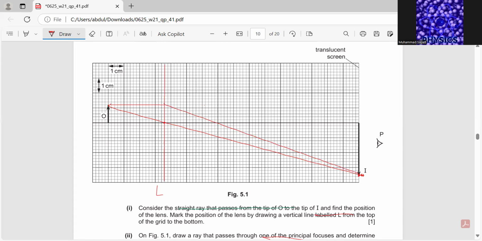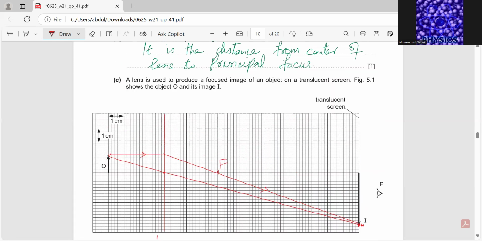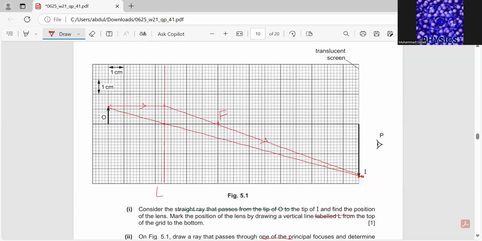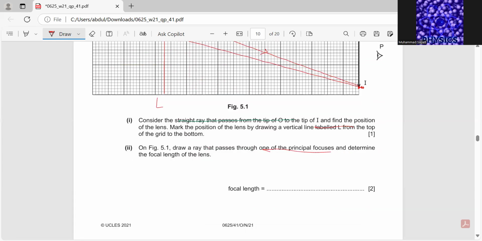A ray goes first parallel to the principal axis and then passes through the focus. So this point is the focus. And they want the focal length. Focal length is the distance from the center of the lens to the principal focus. So from here till here: 1, 2, 3, 4, 5, 6, 7, 8, 9, 10, 11, 12, 13, 14, 15, 16, 17. Now, focal length is 17 over 5, 3.4.